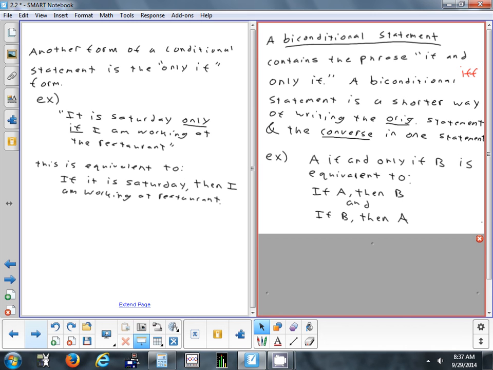So let's say I had the statement that I have right here. If it is Saturday, then I'm working at the restaurant. If I want to take the converse of it, it'd be, if I'm working at the restaurant, then it is Saturday. If I want to say both of those at the same time, I can say, it is Saturday if and only if I am working at the restaurant. If and only if means I'm automatically saying the original and the converse all at the same time.